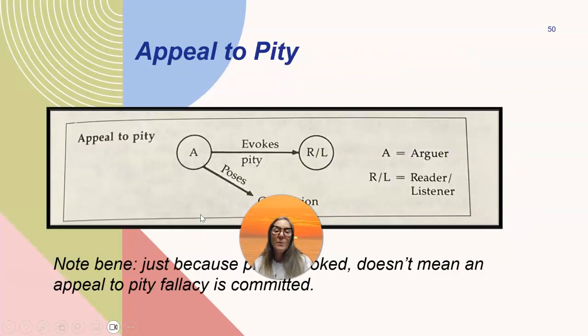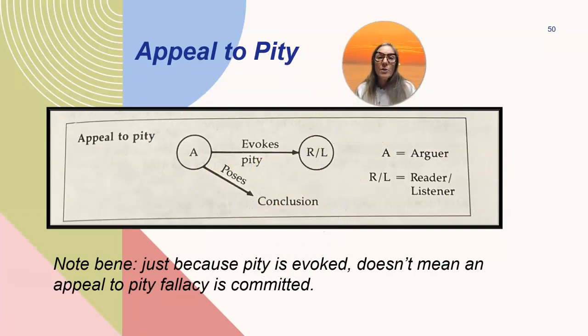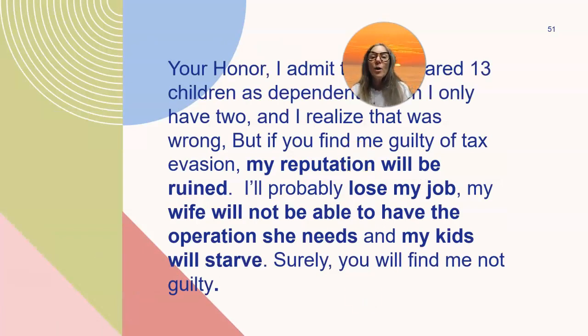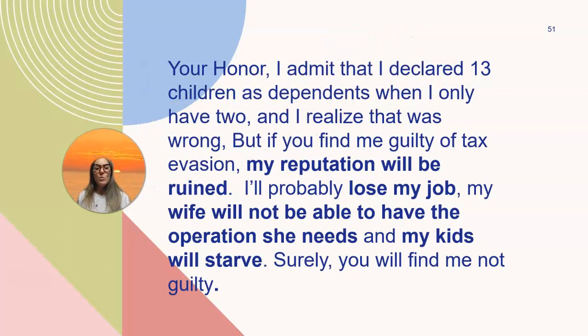Let me give you an example. And here's that in construction as well, sort of a diagram. Arguer evokes pity, assumes the listener will accept the conclusion. Okay? Your Honor, I admit that I declared 13 children as dependents when I only have 2. I realize that was wrong. But if you find me guilty of tax evasion, my reputation will be ruined. I'll probably lose my job. My wife will not be able to have the operation she needs, and my kids will starve.